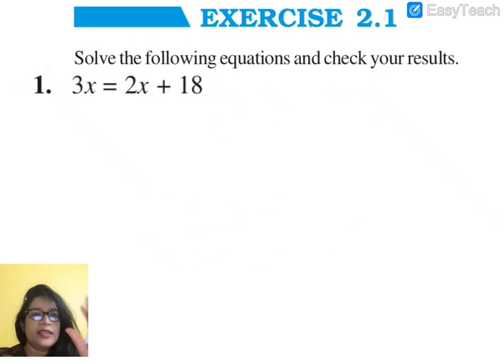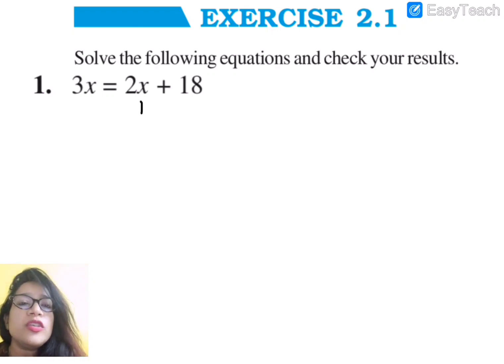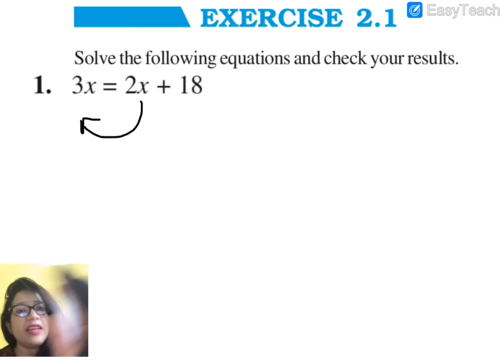Okay. The second question is quite similar to the previous one. Here also it is written 3x is equal to 2x plus 18. So what we need to do? We need to shift the like terms to the same side: the terms with the variables on one side and the terms with the number on the other side. So we need to shift this 2x to the left hand side.